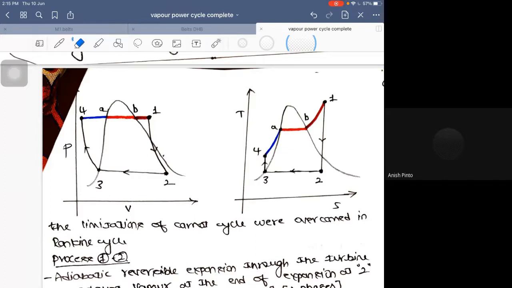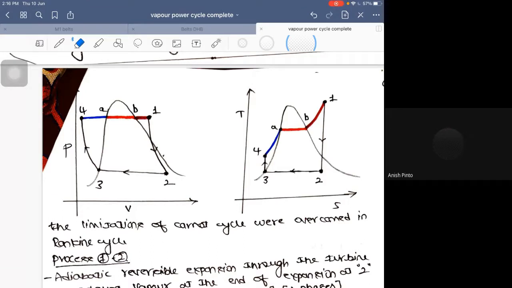Now, next question. How do you calculate the heat added during superheating? HB minus H1. H1 minus H3. Clear? Yes, sir. Next, how do you calculate the heat lost in the condenser? H3 minus H2. Excellent. It is H3 minus H2.